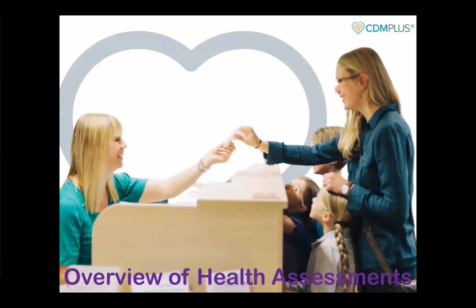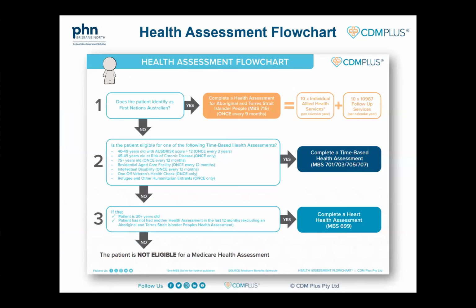So let's have a look at the overview of the health checks. I've got one of our flow charts up for those that are aware there has been some changes with the Aboriginal and Torres Strait Islander health check, so that's 715 health check. And our flow chart kind of works through what is of most benefit to the practice as well as to the patient. So financially, these health assessments are worth different amounts of money as well. So our flow chart will start with, does the patient identify as a First Nations Australian? If that answers yes, it's always going to be the 715 health check.